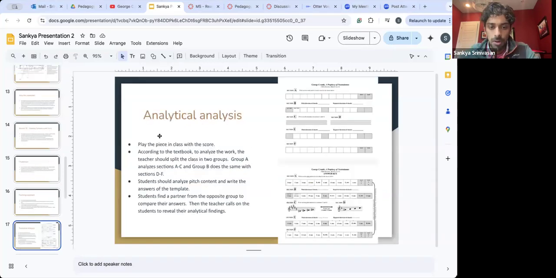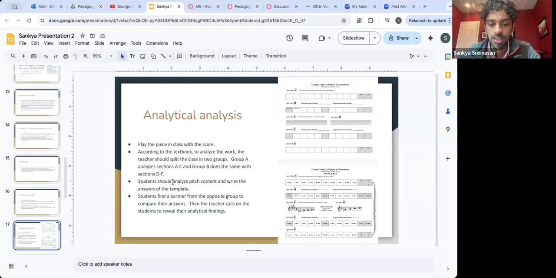So the analytical analysis: play the piece once in class with the score in front. According to the textbook, to analyze the work, the teachers should split the class in two groups. Group A analyzes sections A to C. Group B does the same with sections D to F.